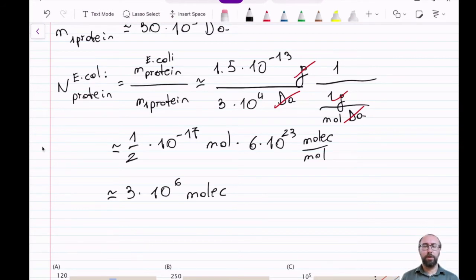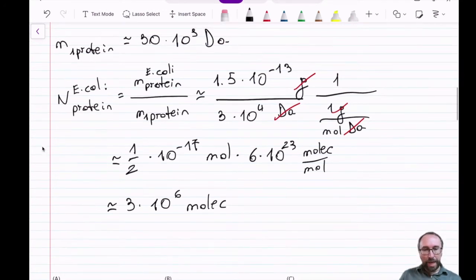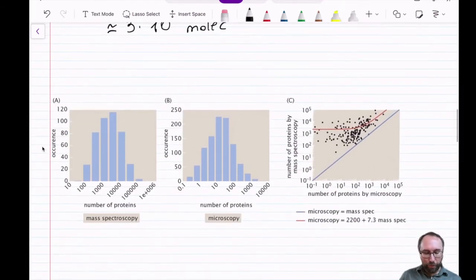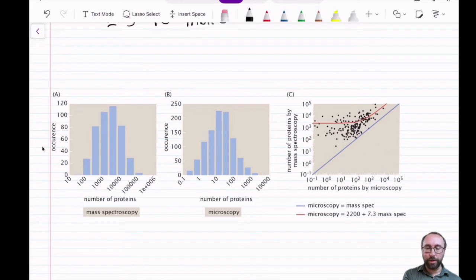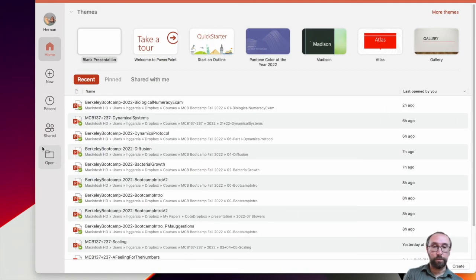Like 3 million molecules in E. coli, kind of 3 million molecules per cubic micron. And it's very useful because it allows you to look at data and right away see, is there something suspicious here or not? For example, what I'm showing you here is the result of 2 different studies measuring the copy number of every single protein species in E. coli. The one on the left was done using mass spectroscopy. The one in the middle was performed using microscopy, where they labeled each protein molecule.